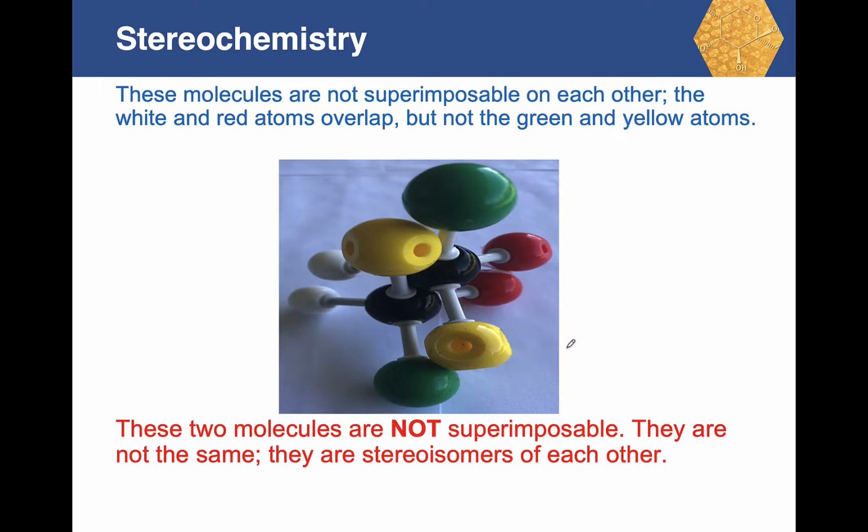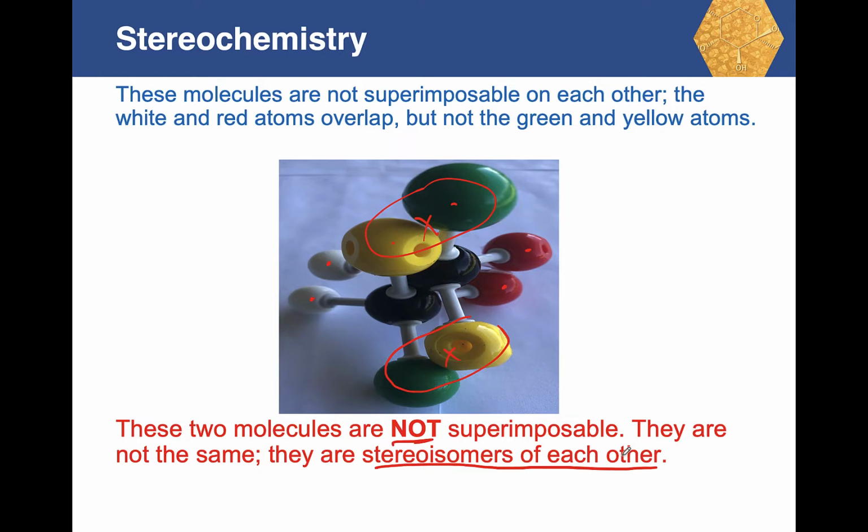So what I did here is I took them and I tried to superimpose them. And what you can see is that the white and the white will overlap. The red and the red will overlap, but not the yellow and green. So there's no overlap here and there's no overlap here. So therefore these molecules are not superimposable. So therefore they are not the same. They are stereoisomers of each other.